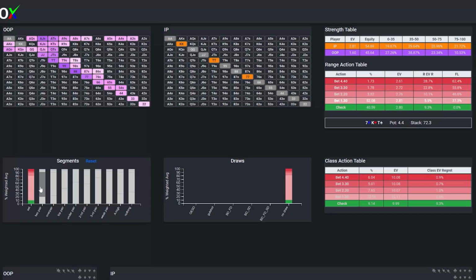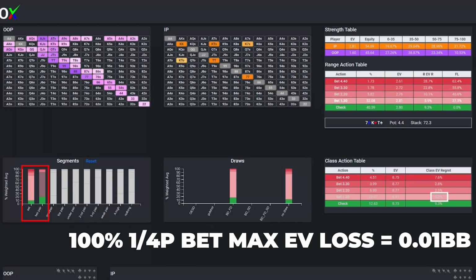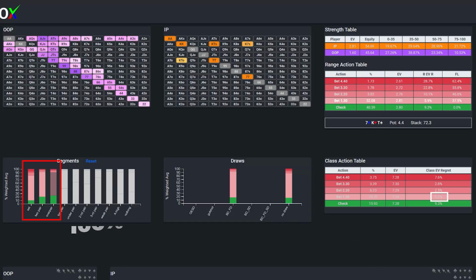Well, let's try to add our two pairs to this bucket. Now we see that if we bet quarter pot with 100% of our sets and two pair combos, the maximum amount of EV we'd lose is 0.2% of the pot or less than 1/100ths of a big blind. Now let's add in overpairs. And the EV regret for betting all of these combos quarter pot remains the same. But what happens when we add in top pairs?